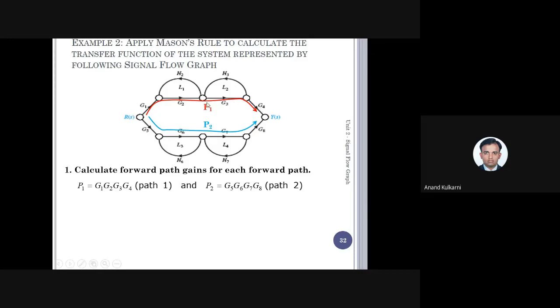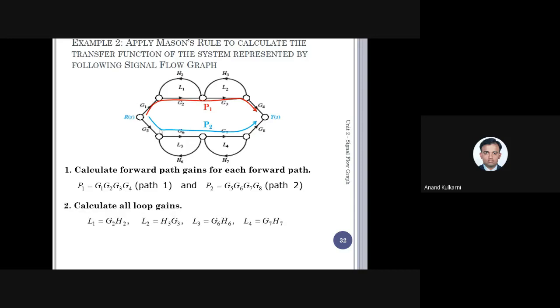So this is the path gain. P1 or the forward path is given by G1, G2, G3, and G4. Then the second one is G5, G6, G7, and G8. So there are totally 2 forward paths. Hope this point is clear. Any doubts? Yes, please either message or let me know. Is this point clear? Okay, then.